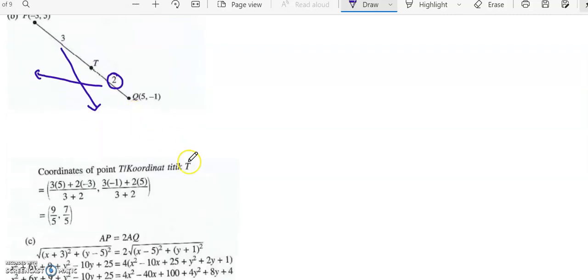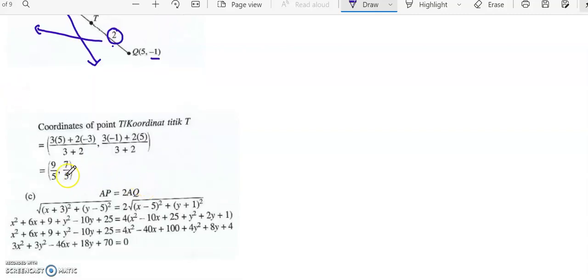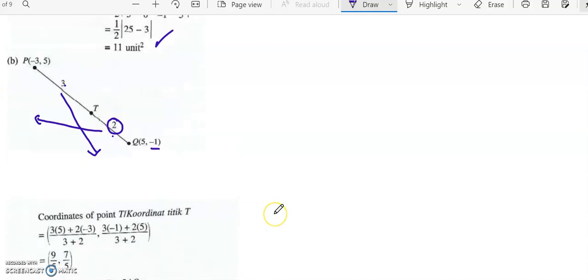Okay, so as you can see here, for the x coordinates, 3 times 5 plus 2 times negative 3, and then we divide with the sum of the ratio, which is 5. And then also for the y coordinates, 3 times negative 1 plus 2 times 5, again divide with 3 plus 2, which is the sum of the ratios. Okay, so we get 9 over 5 and then 7 over 5.